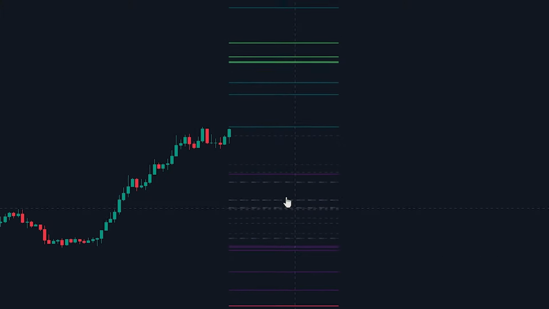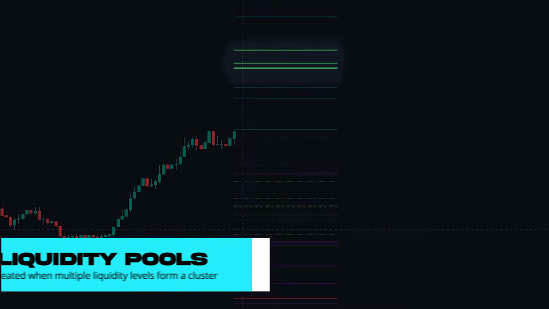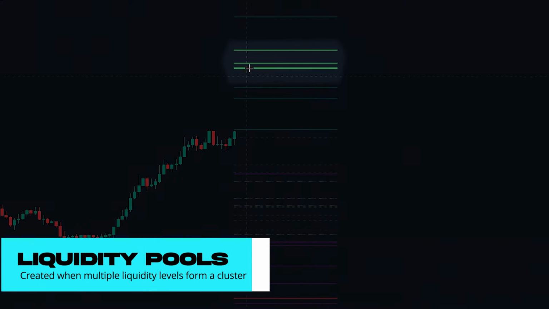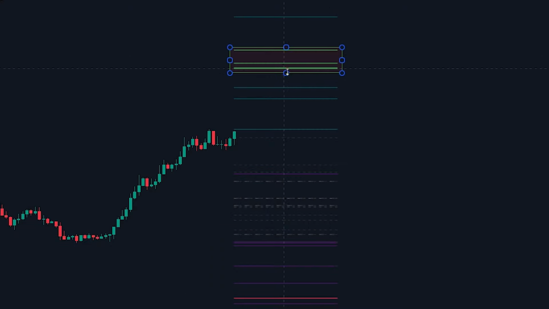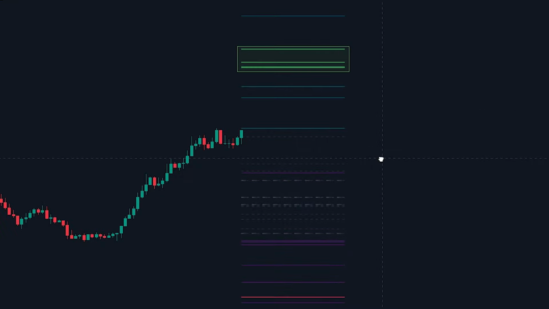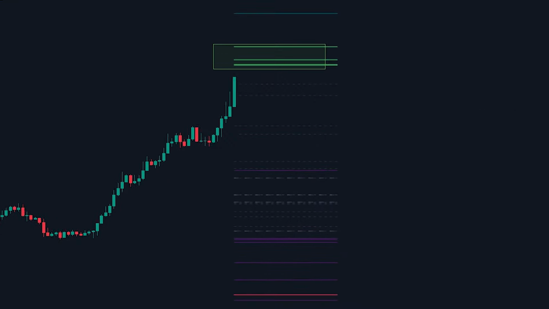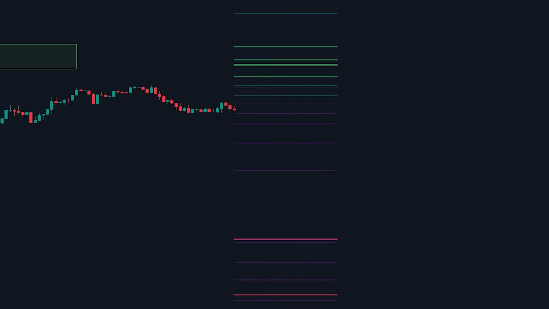The final concept is liquidity pools. A liquidity pool is created when there are multiple liquidity levels forming a cluster. These clusters act as magnets for the markets, meaning that the price will gravitate towards these heavier pockets of liquidity. If we draw boxes around the areas where we can see the most amount of liquidity levels, and look at how the price action reacts to these levels, we can see that the price indeed gravitates towards these levels.